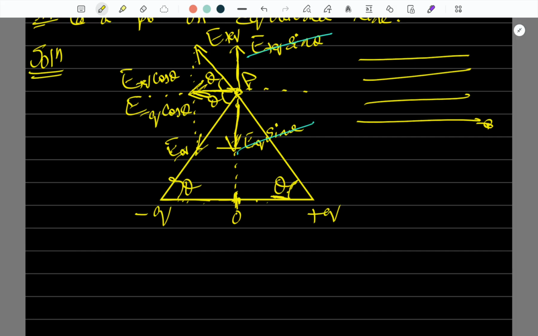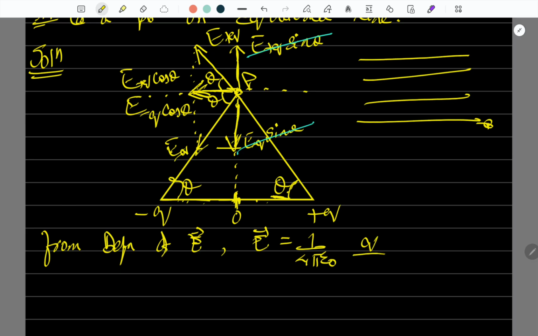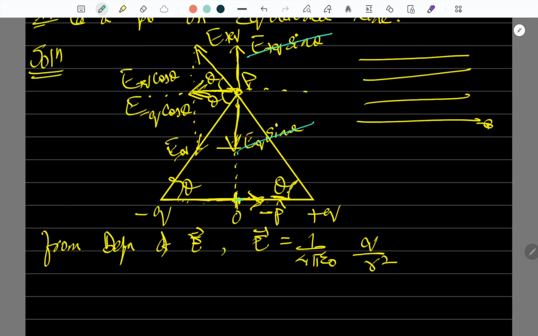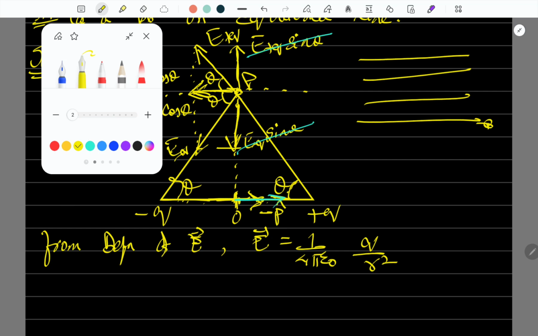After this, the next step will again be from the definition of electric field. You will write the definition of electric field, 1 by 4 pi epsilon naught q by r square. Then, we forgot to mark here, this direction is minus p cap. From minus q to plus q charge, the direction is minus p cap. So let us move forward.